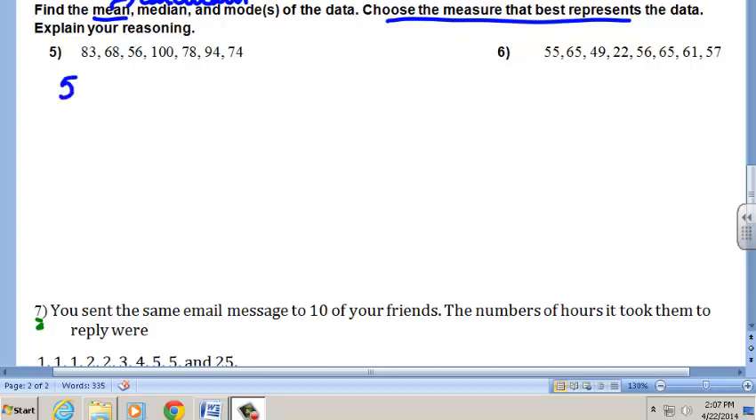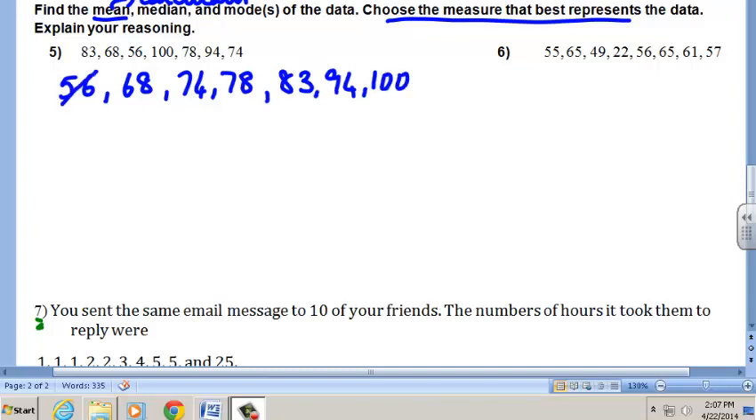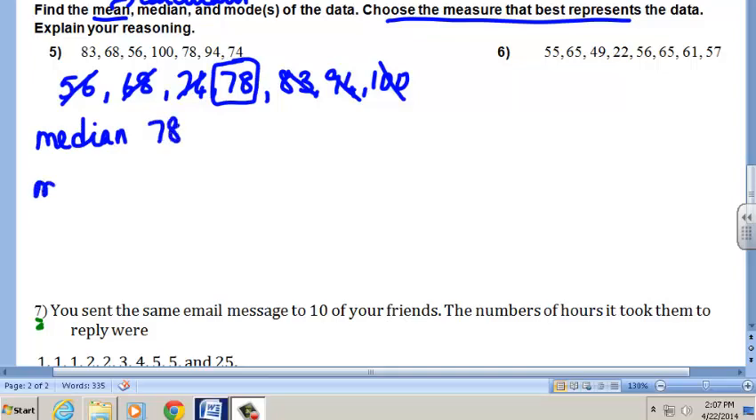Let's go ahead, and I'm just going to arrange these in order, because I know that I have to find the median anyway. So I have 56, 68, 74, 78, 83, 94, and 100. It doesn't matter what I figure out first, as long as I label it. So the median is 78. Mode, in this case, there is no mode. And let's figure out the mean.